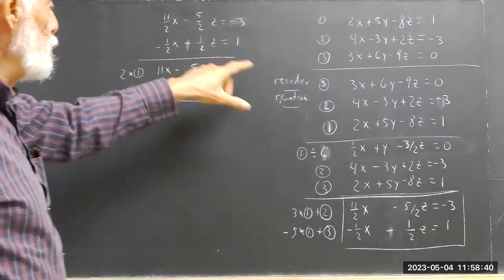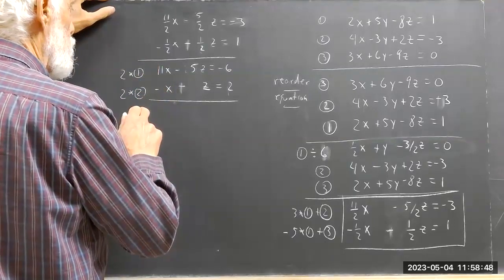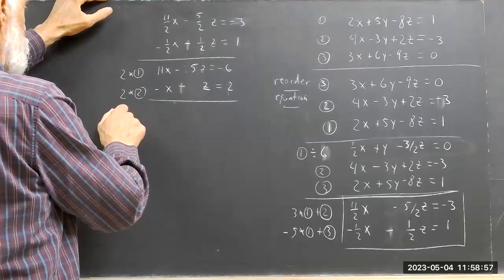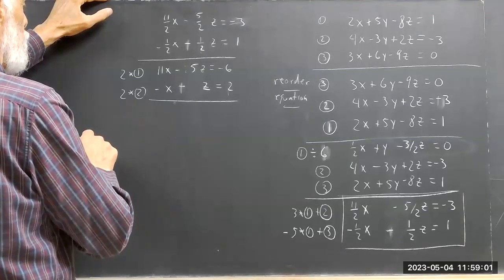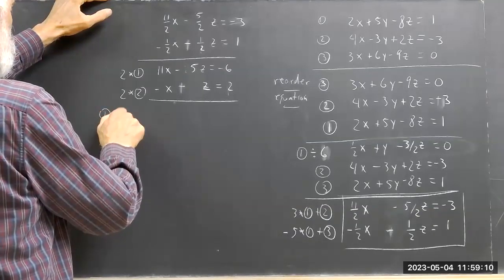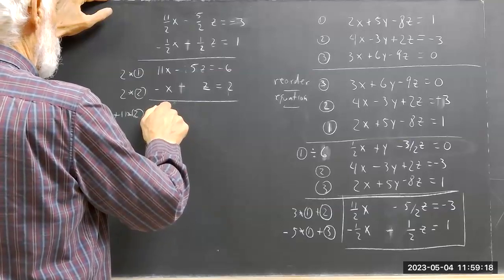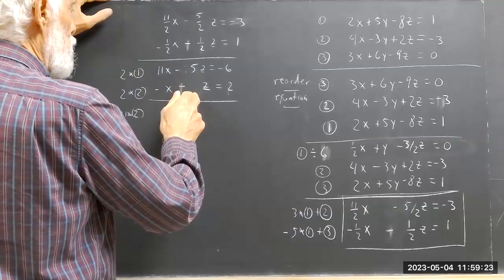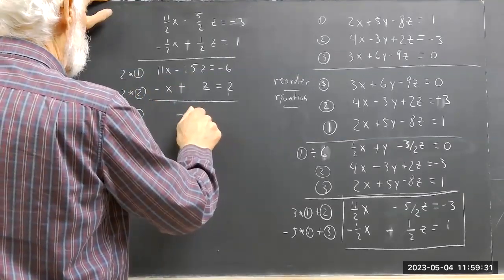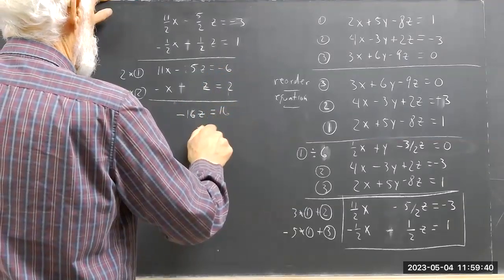And I multiply each one by 2 in order to eliminate all the fractions, and now things come out really easily. What do you want to eliminate? X, I'm going to eliminate x. So I'm going to add equation 1 to 11 times equation 2. That's going to give me no x. 11 times negative z, -11z, and that's -5z is -16z. And then 11 times 2 is 22 minus 6 is 16. We get z equals -1.